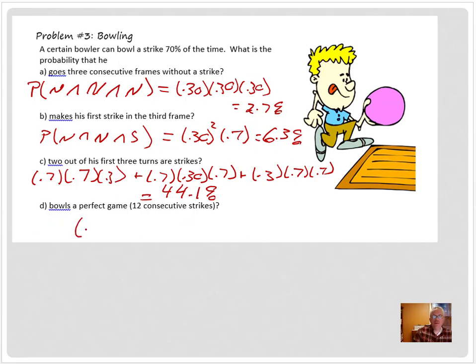All right, what's the probability he bowls a perfect game, 12 consecutive strikes? Well, that means we're going to multiply 0.70 times itself 12 times, which is 1.38% chance he's going to pull a perfect game.